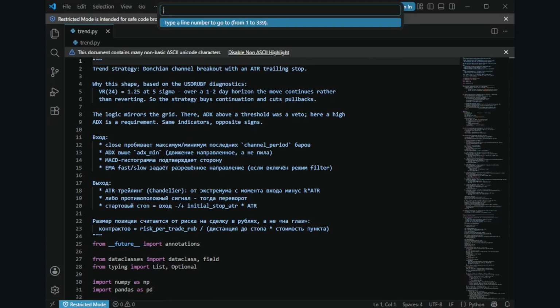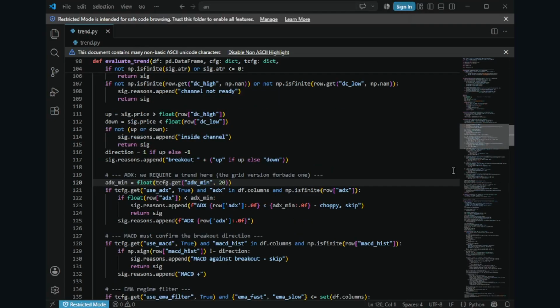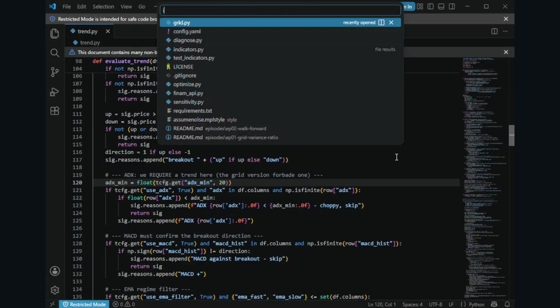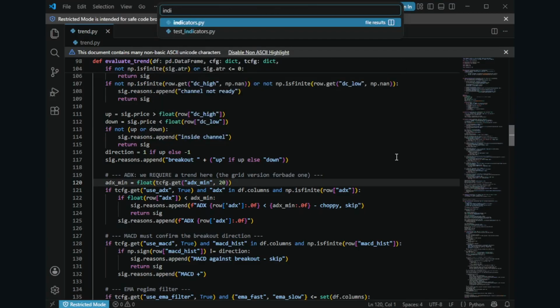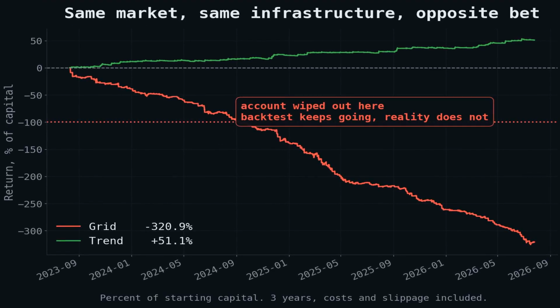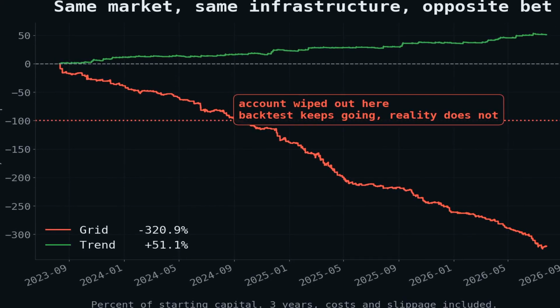A variance ratio says the market trends. The honest response isn't to fix the grid, it's to take the other side of the bet. Same infrastructure, same broker client, same indicators, same risk manager. Only the signs flip. In the grid, high ADX was a stop. In the trend version, high ADX is a requirement. Entry on a channel breakout, exit on an ATR trailing stop, position size computed from a fixed ruble risk.